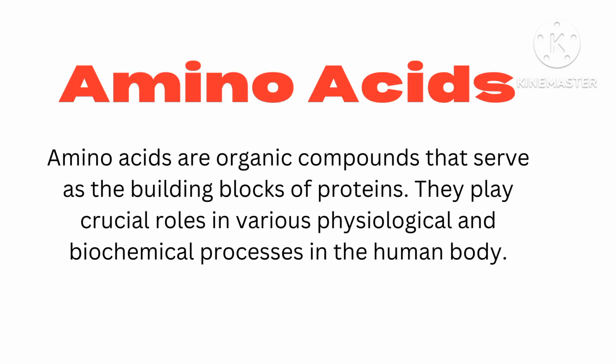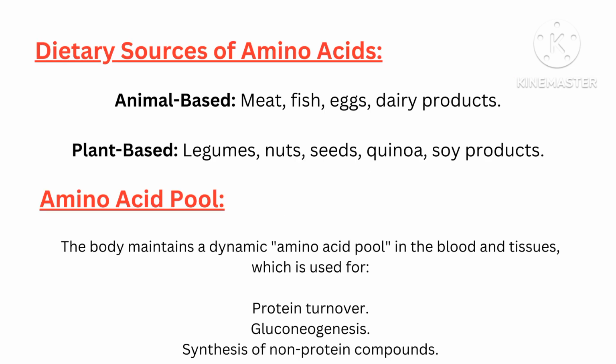Let's get started. Amino acids are organic compounds that serve as the building blocks of proteins. They play crucial roles in various physiological and biochemical processes in the human body. Dietary sources of amino acids: animal-based, meat, fish, eggs, dairy products; plant-based, legumes, nuts, seeds, quinoa, soy products.